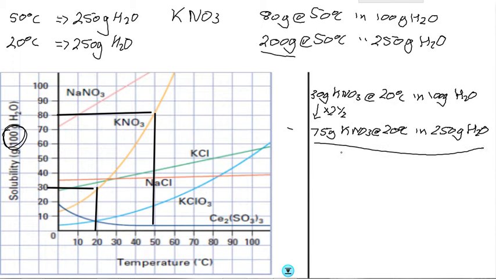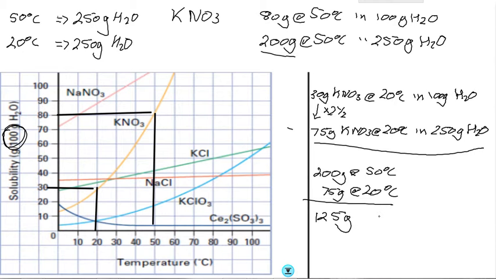So therefore we've got originally up here 200 grams at 50 degrees Celsius, and when we cool it way down to 20 degrees Celsius we can only dissolve 75 grams at 20 degrees Celsius. So that means crystallized out at the bottom of our beaker we will have 125 grams of our potassium nitrate solid, and it'll just sit there as white crystals.